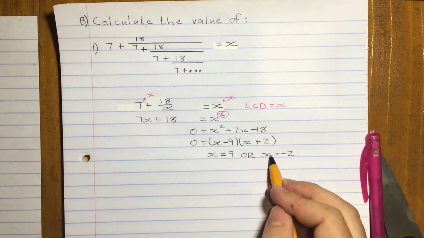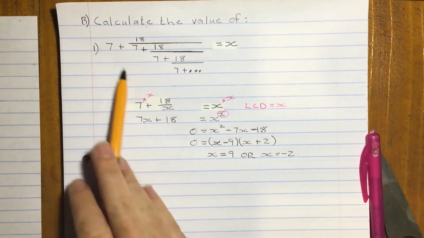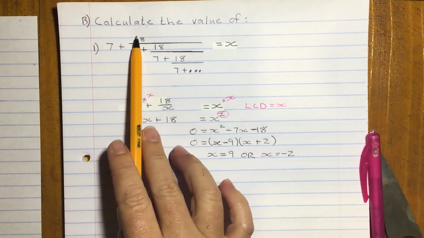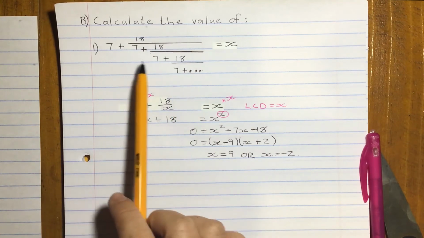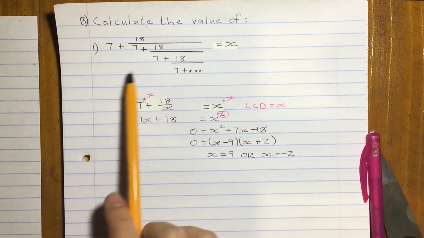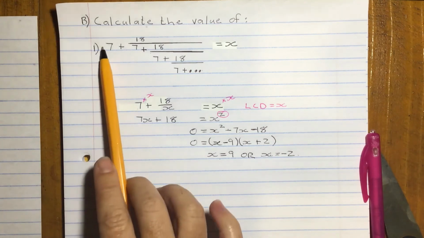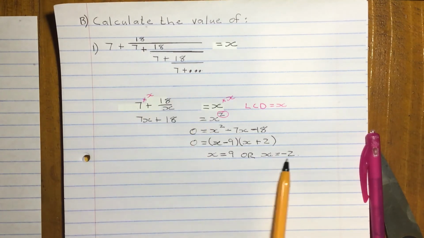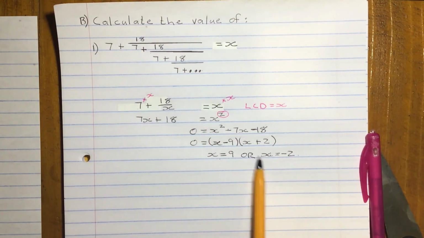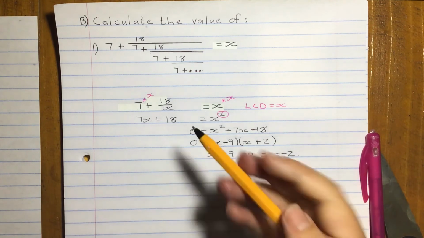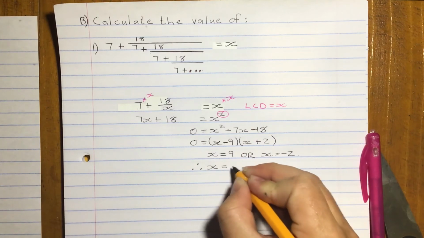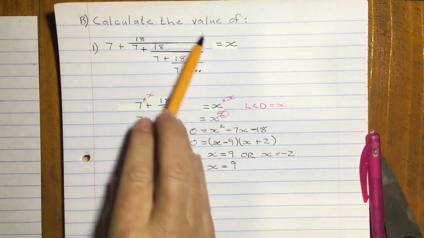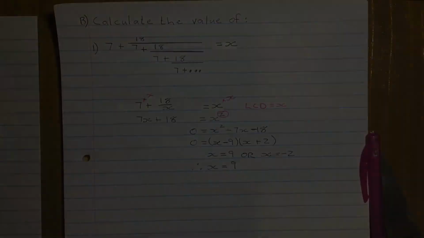And so we've got 2 possible answers. But when you look at your calculation over here, 7 plus a fraction plus another fraction plus another fraction, do you think that we can get a negative value from adding positive numbers? No. And so because it's a negative, we don't consider that. And so we only have one possible x value. And so the value of this continuous fraction is 9.